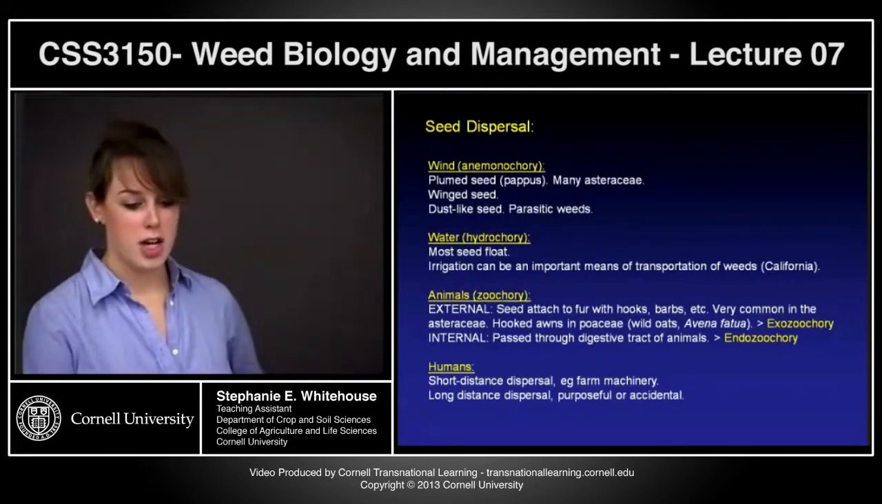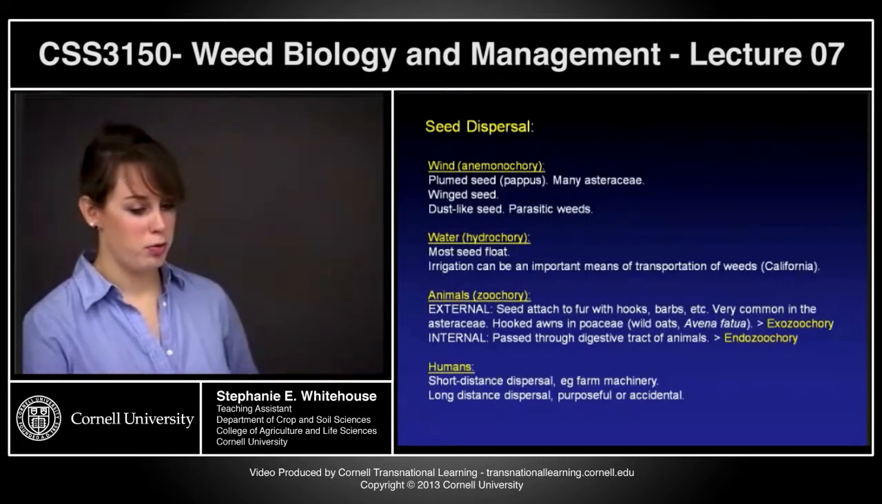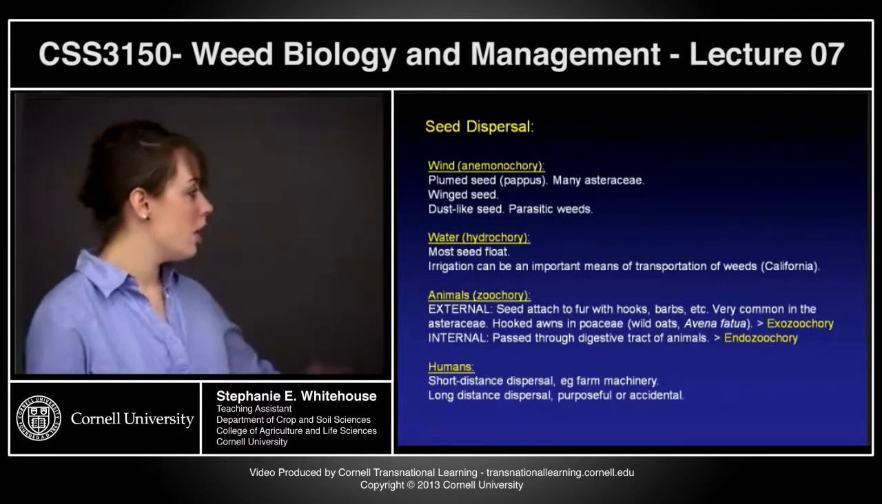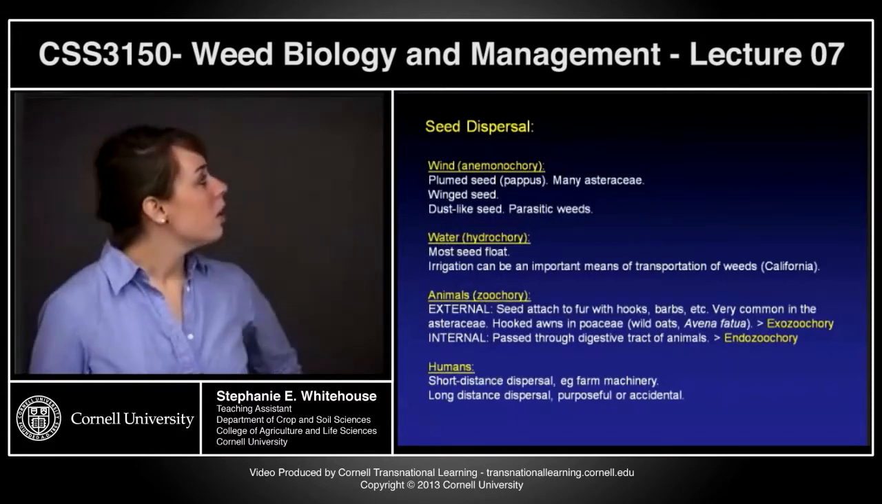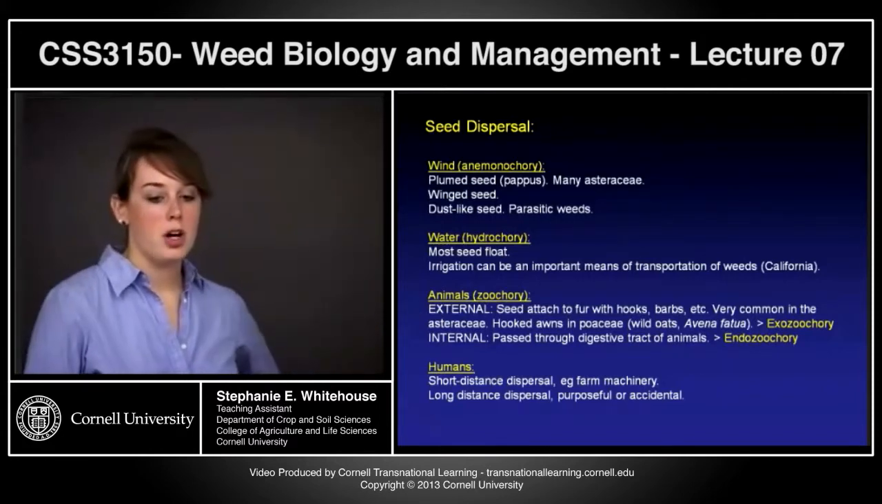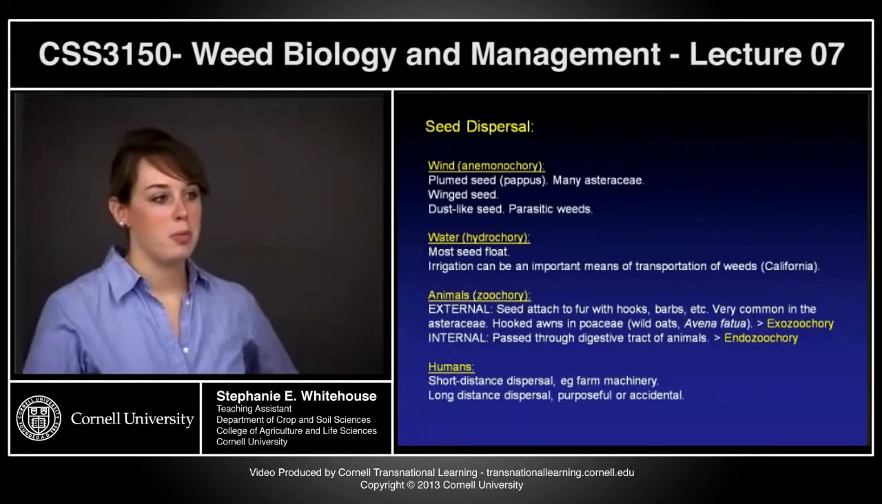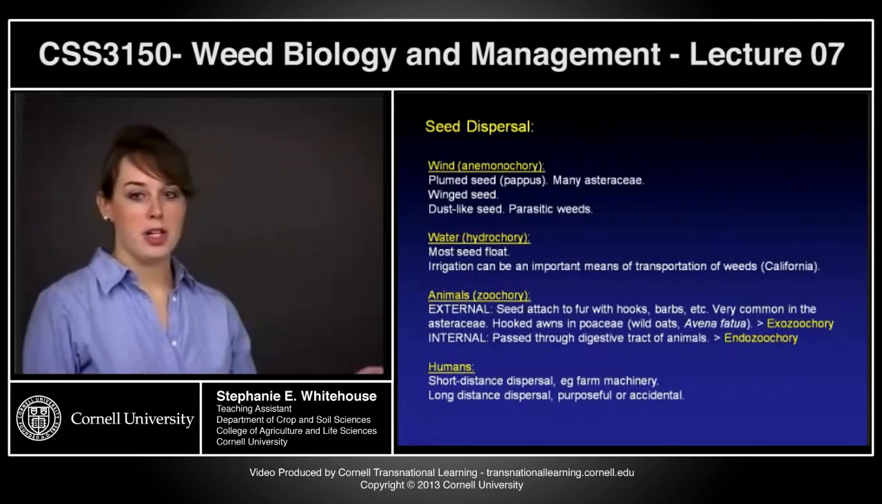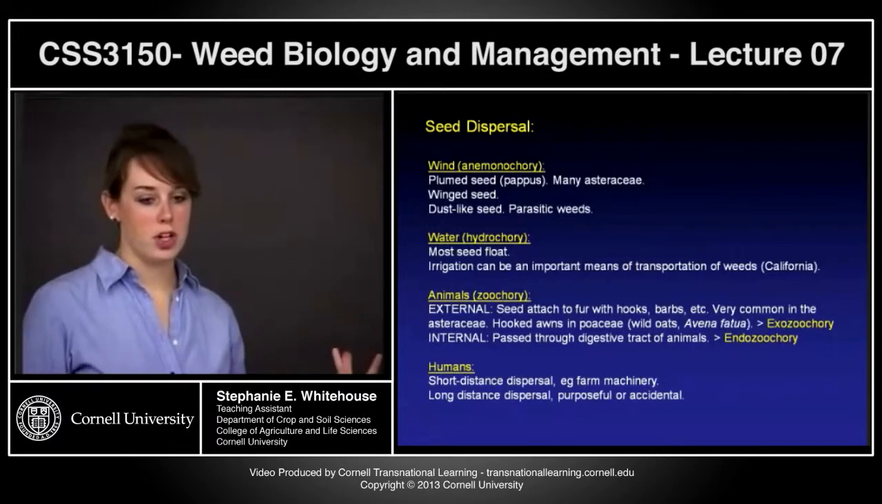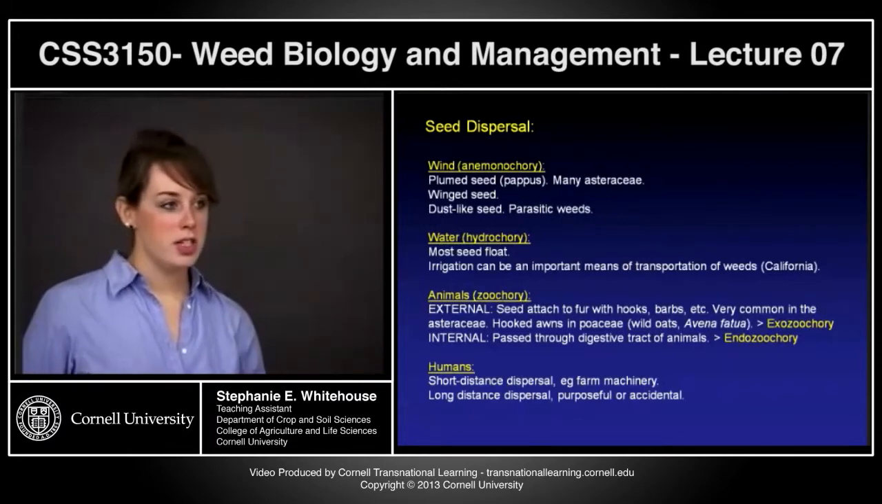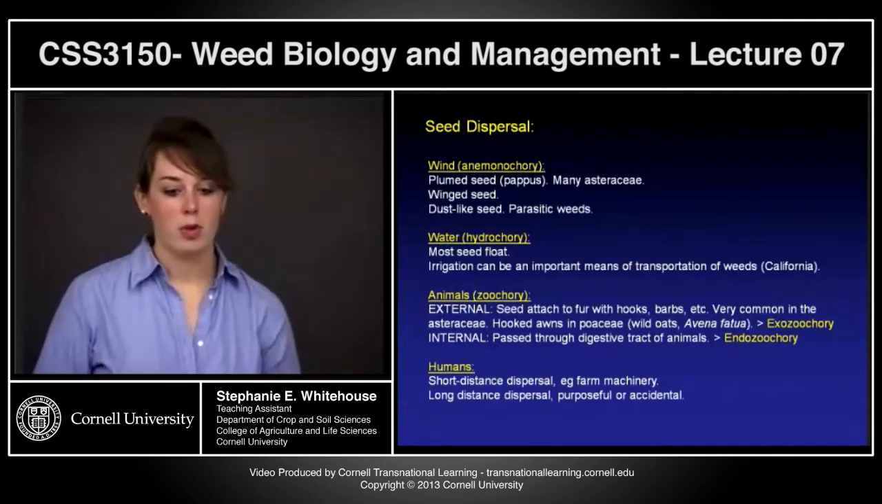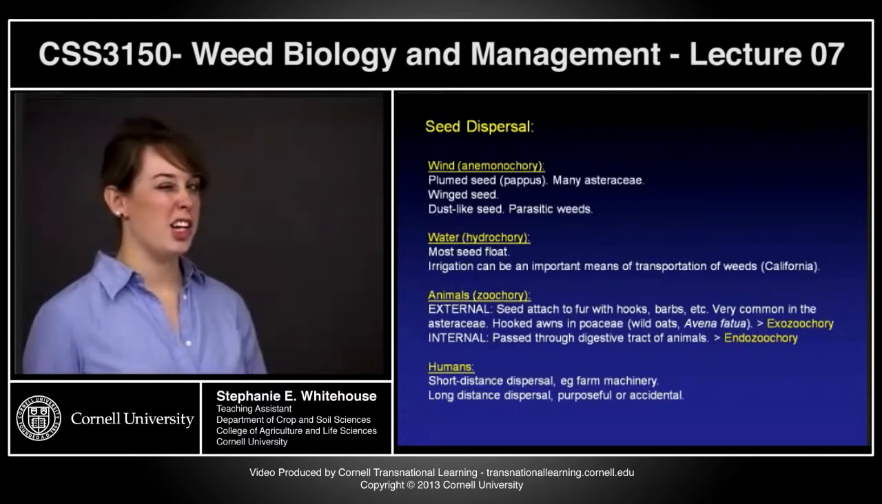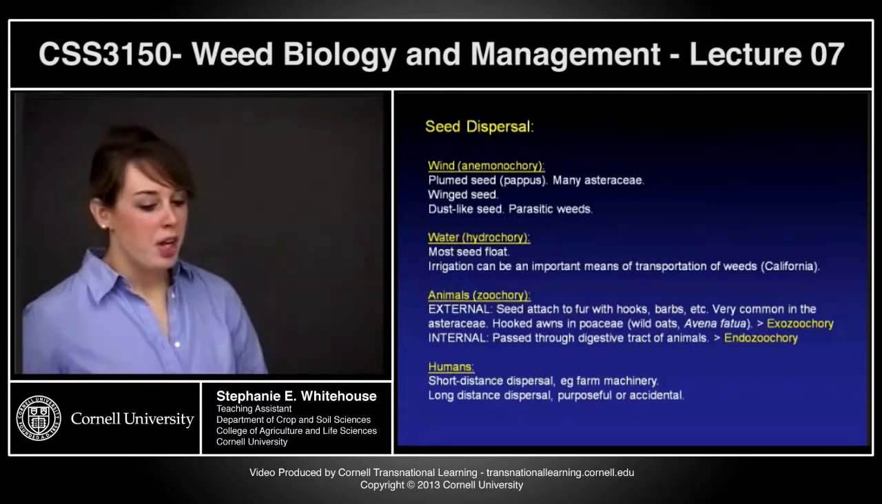So I think you guys got pretty much all of them. We have wind, water, animals, and then humans. So wind, as we know, a lot of the Asteraceae family plants use a pappus or other wind-promoting structures. You can have winged seeds, as in maples, or dust-like seed, which is very common with parasitic weeds.